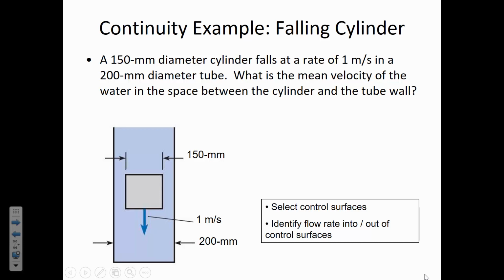And so now we know the diameter of the cylinder, and with the diameter of the cylinder you can find the area. We know the fall velocity, so you can calculate a volumetric flow rate of the cylinder. You know, at what rate is the cylinder entering our control volume? If you know the cross-sectional area of the cylinder and its speed downward, you can find a Q in, and Q in and Q out are equal. So see if you can calculate what's the velocity of the water as it flows around the outside edge.